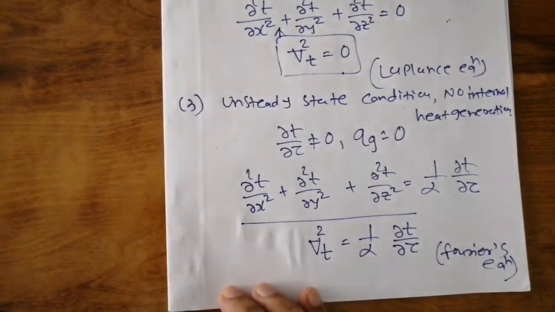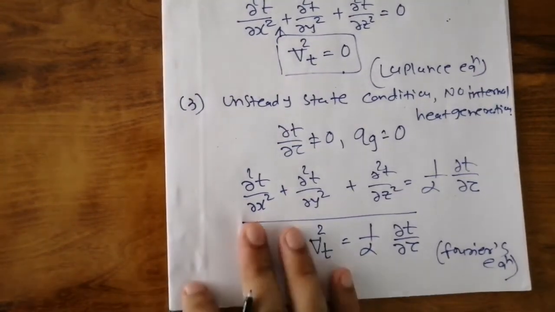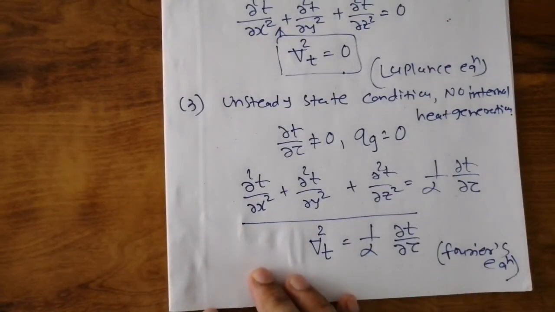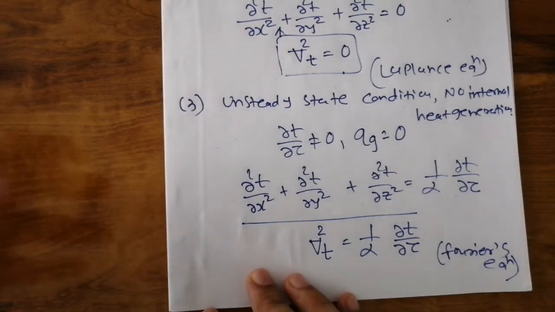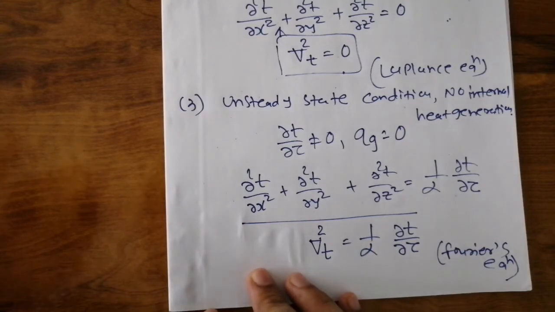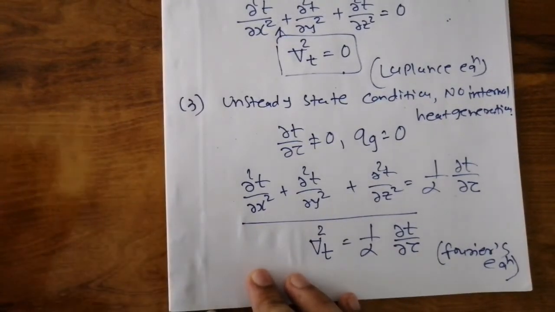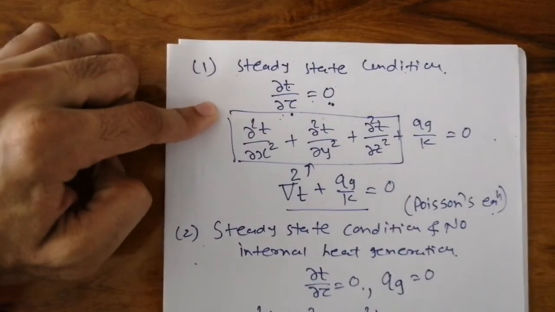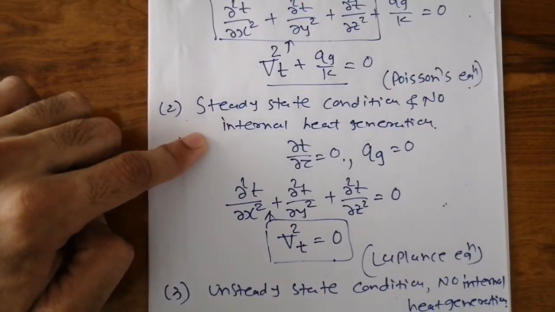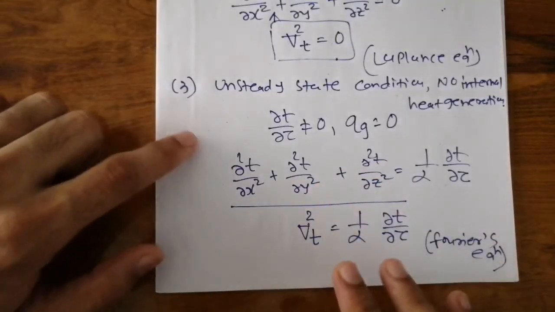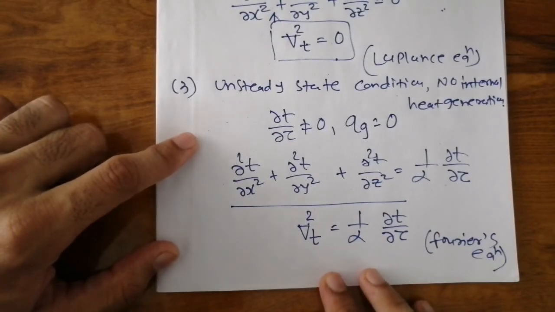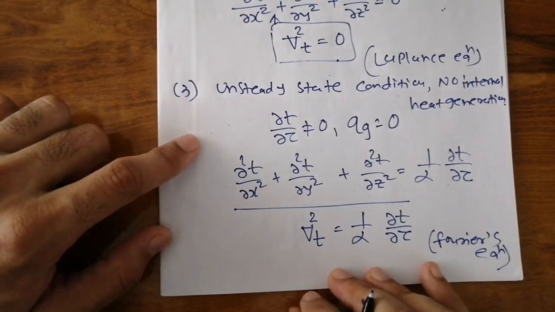Do you understand? I hope you understand the Cartesian coordinate equation easily. First we derived it for non-homogeneous material, with self heat generation and unsteady state. Then we converted it into homogeneous material. Then we considered three cases. The first case is steady state condition, the second case is steady state condition and no internal heat generation, and the third case is unsteady state condition and no internal heat generation.